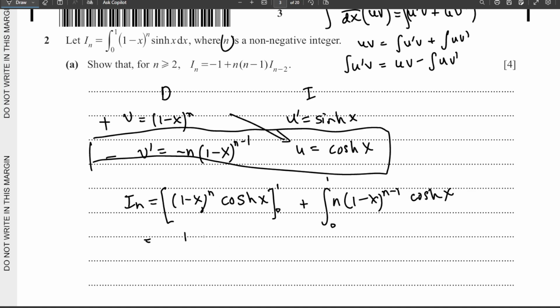And then we have an integral here, and again n is just a constant, so I'll bring it out of the integral, from 0 to 1. Alright.